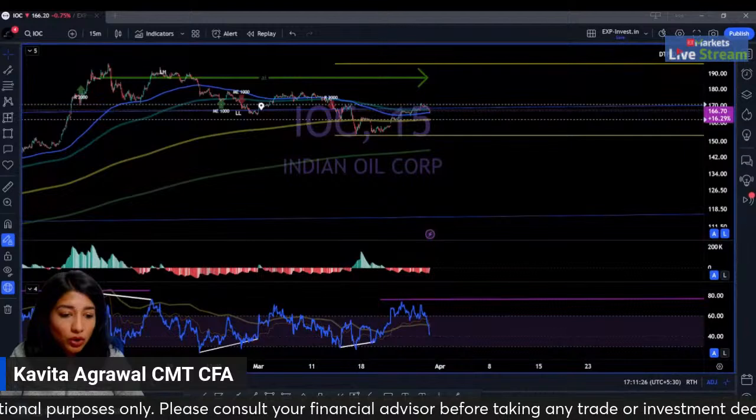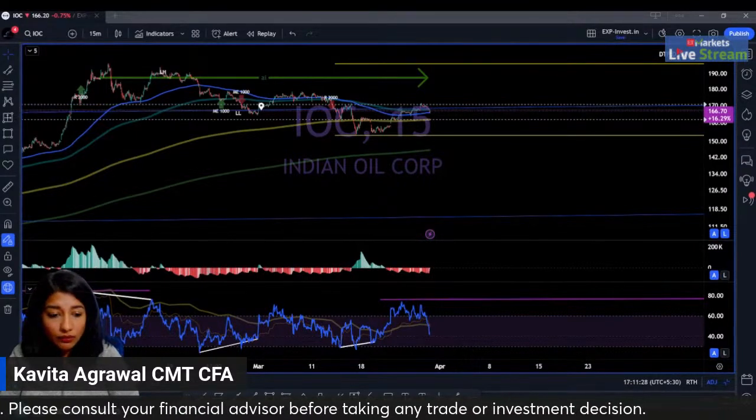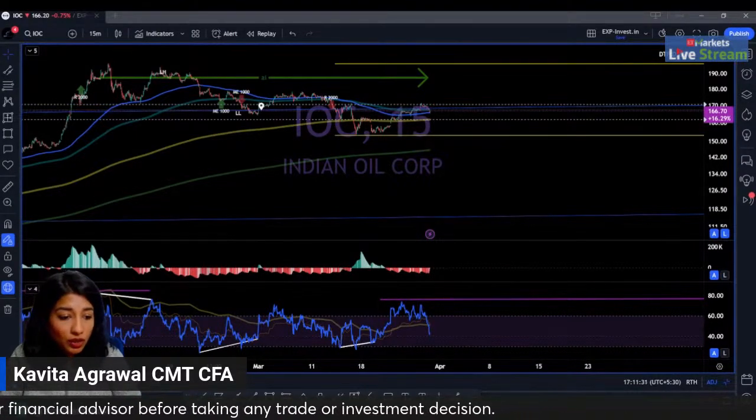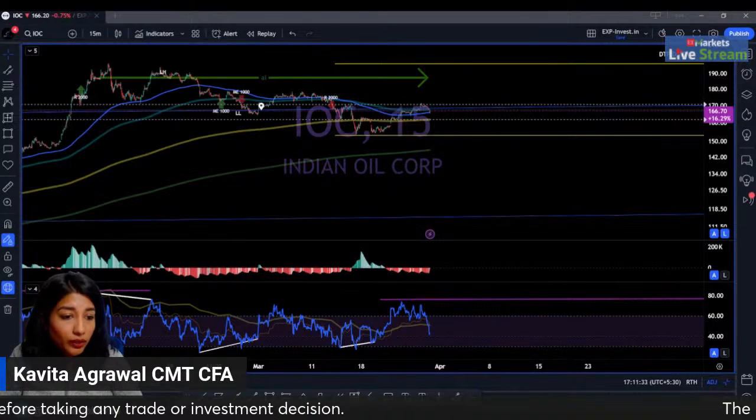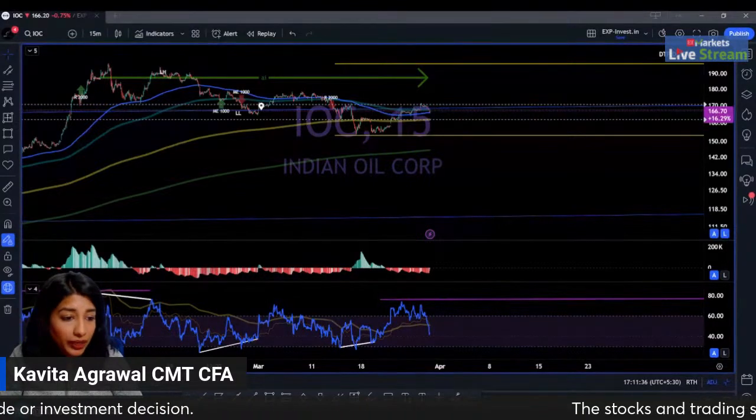Moving on to the next stock, Tata Steel. We are looking at Tata Steel for Roshan. Should I still hold Tata Steel bought at 150? Will there be short-term gain to 150?